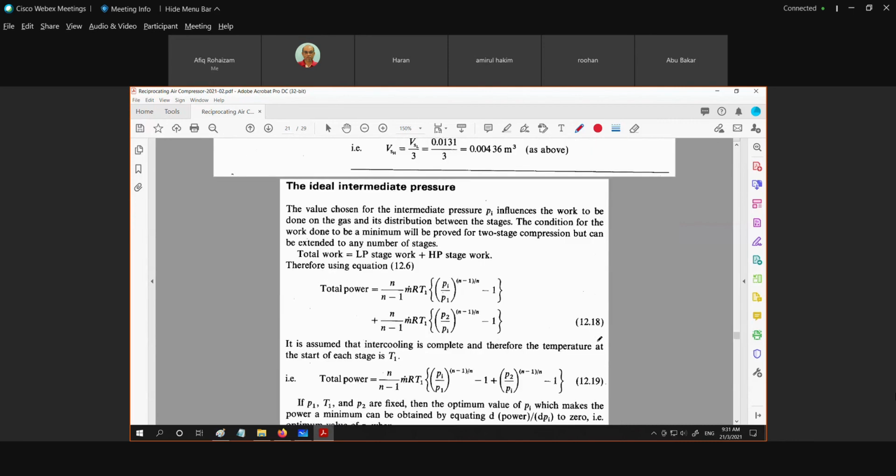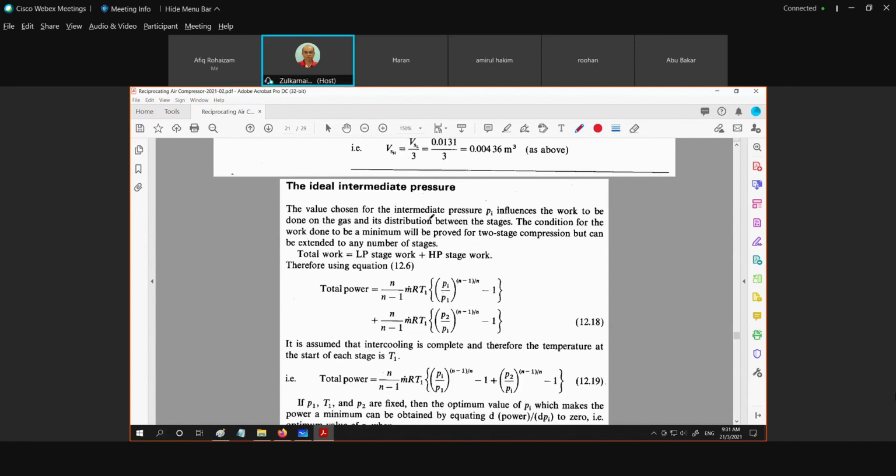Right. Now we go to the last part. Tak silap saya ni last part lah. Ini yang dikatakan sebagai the ideal intermediate pressure. Untuk mendapatkan ideal intermediate pressure, kita akan dapati ianya akan menghasilkan minimum work. Lihat sini.